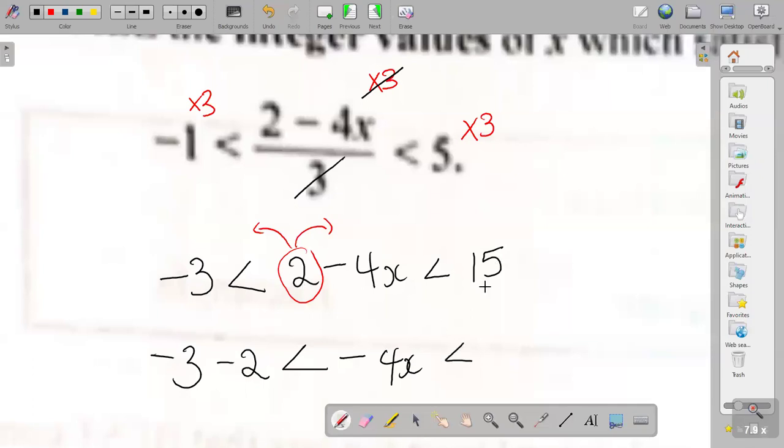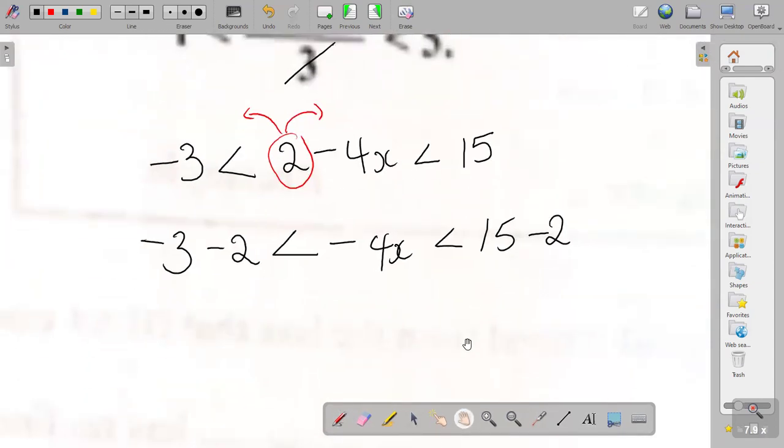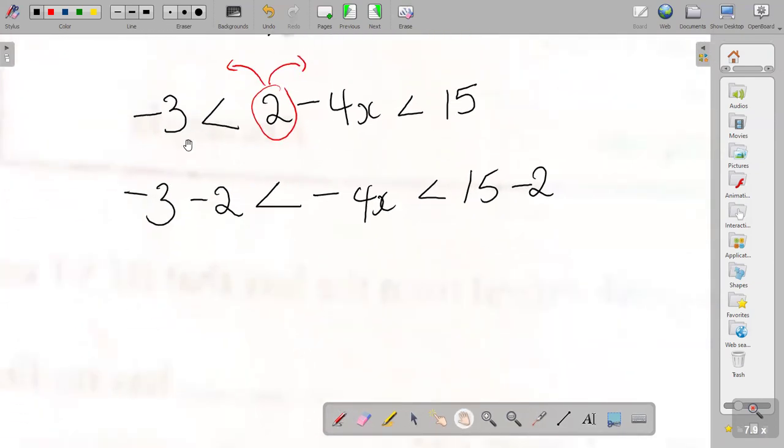So on the other side, what was there before? 15. Remember, I have to move the 2 over to this side as well because you have to do it on all sides. So this is going to become minus 2. Everybody okay so far? What's the answer for the left-hand side? Minus 3 minus 2 as well.